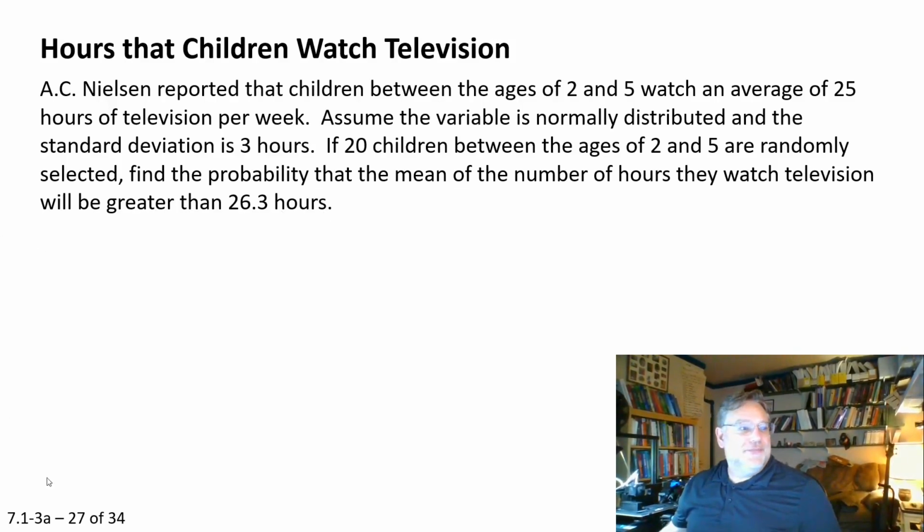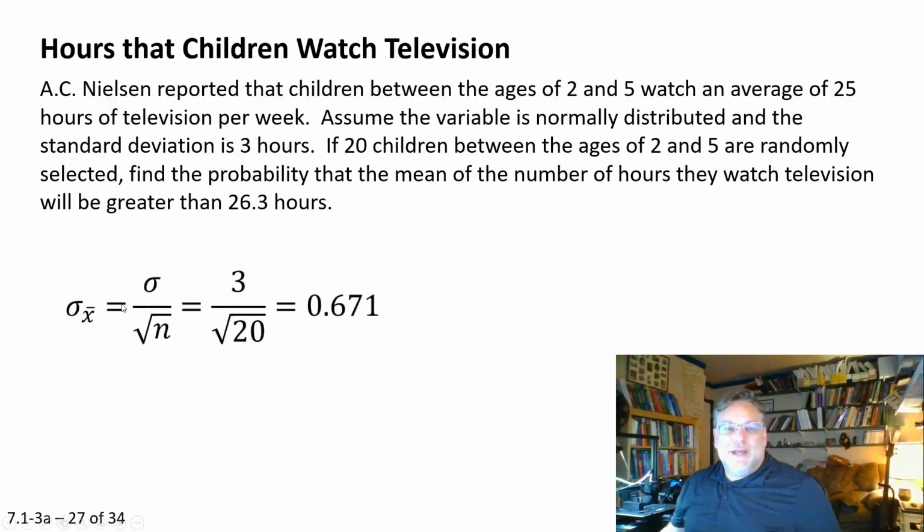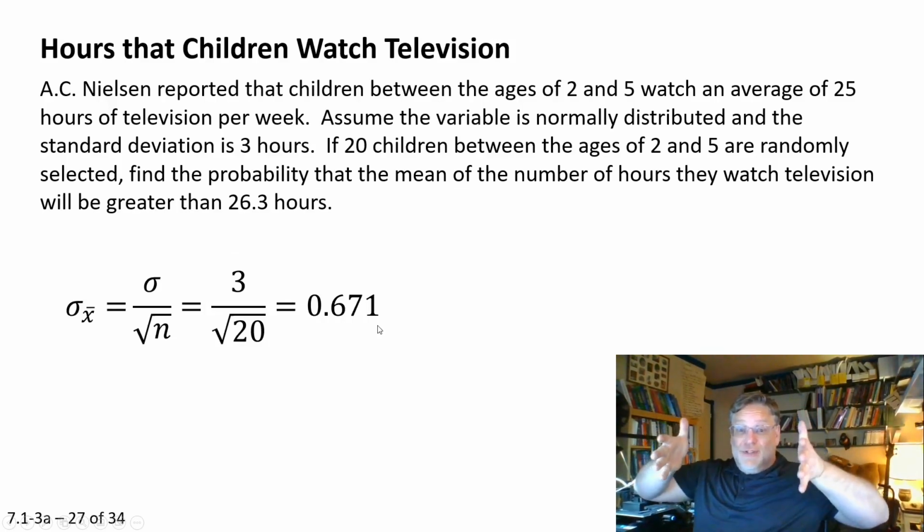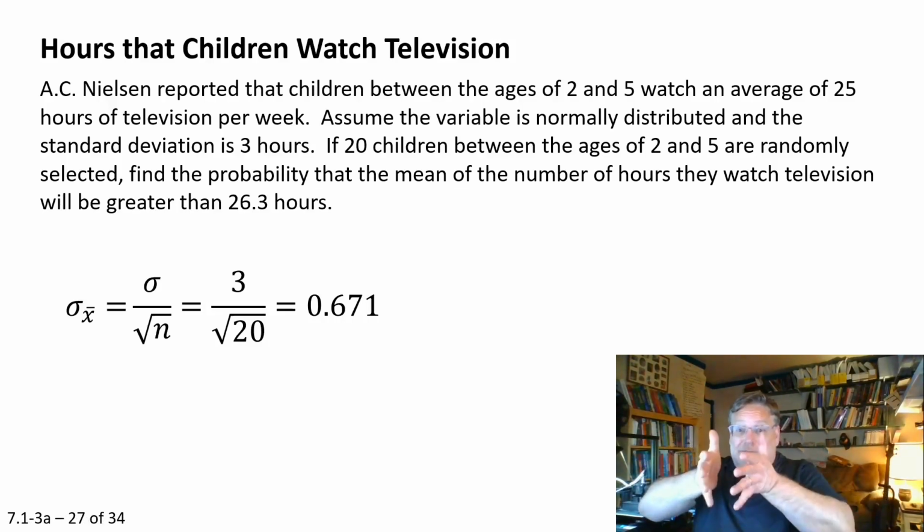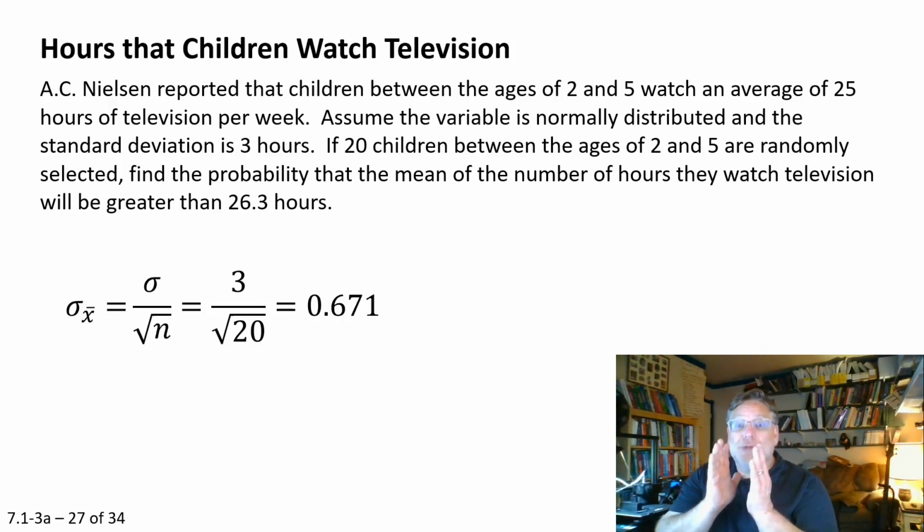Here's how we calculate this standard error. We have the standard deviation, that's 3 hours. The sample size is 20, so we're going to take 3 and divide it by the square root of 20. And if you do that on your calculators, you should get 0.671. So that distribution has shifted from a standard deviation of 3 to a standard deviation of 0.671 because we're now dealing with a sample size of 20 kids, not just one kid.